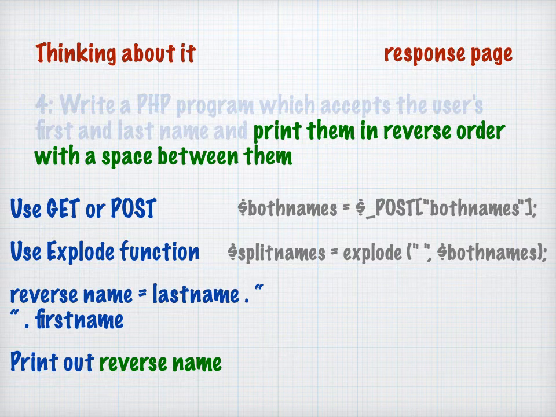Now, in reality, I'd have to do all sorts of error checking at this point, but I'm not going to do that. We're going to keep it nice and straightforward. Let's just assume that they can type in a name in a very sensible way. So the first name, space, last name.